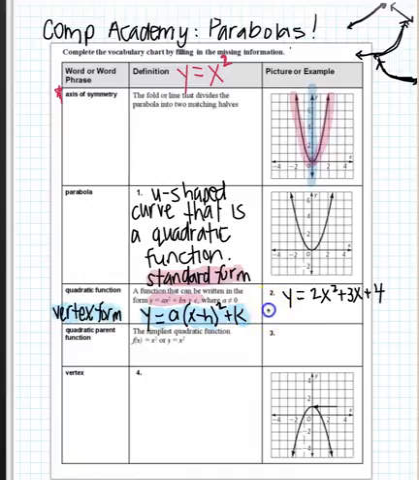And then for vertex form, you can say y equals 2 can stay on the outside, and then it's x minus 3 squared plus 10. Okay, that's another example in vertex form. I want you now to give me an example, please.